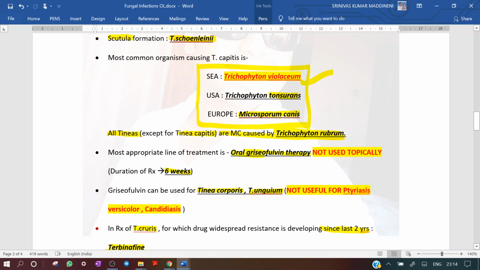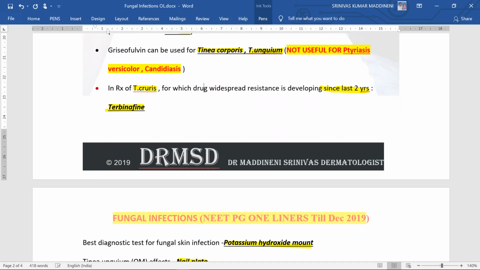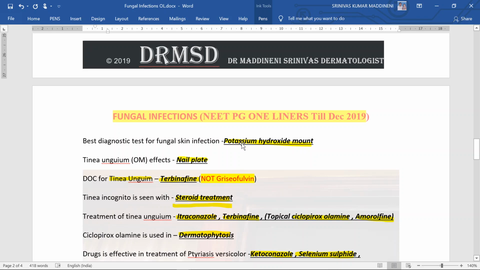In treatment of tinea cruris, for which drug is widespread resistance developing since the last 2 years? This was a question recently asked, an AIIMS question. The answer for this is terbinafine. And the best diagnostic test for fungal skin infection is potassium hydroxide mount, that is KOH mount.